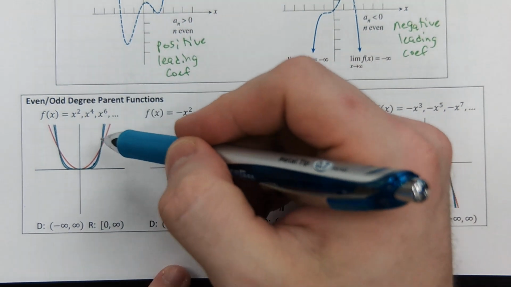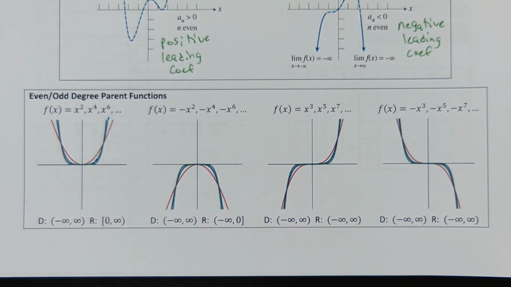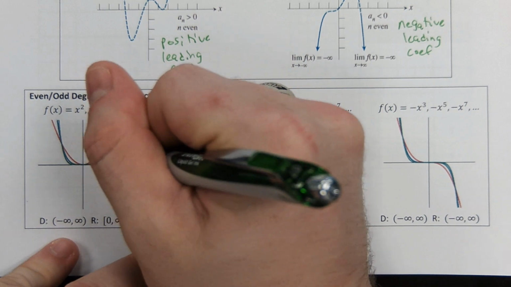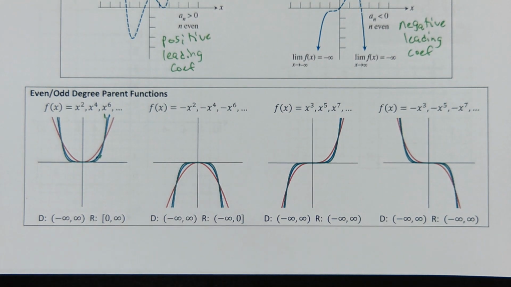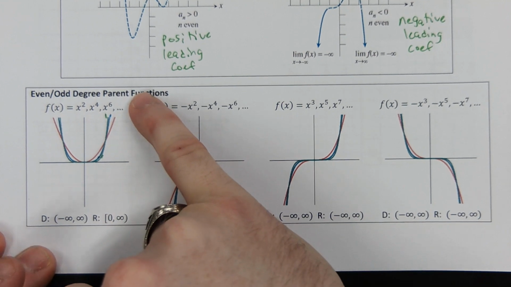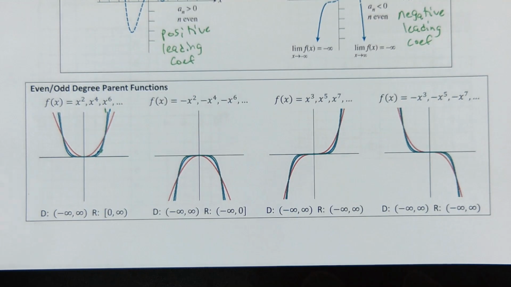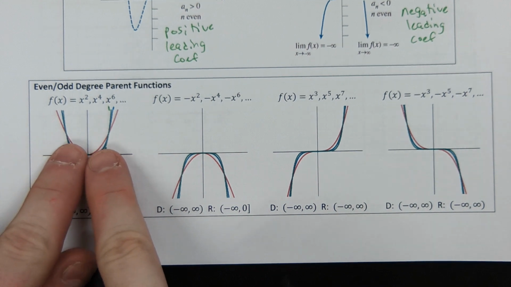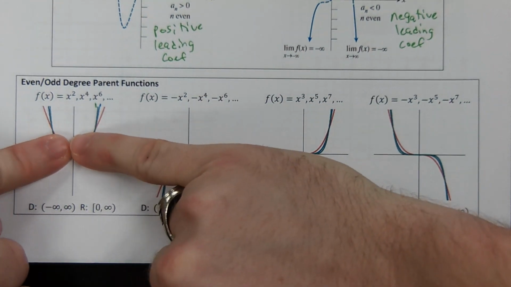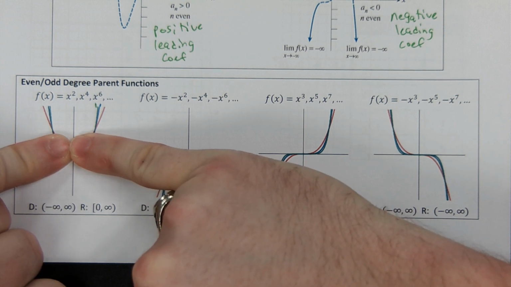But after this intersection point, the blue one's here. Then x to the sixth is this green one. But then after the intersection point, it's right there. They've changed places. And what I need you to see is as the exponent went up, this zone between the intersection points, the graph gets flatter and flatter and flatter around 0. But then after the intersection points, if I just cover up that part, the graph gets steeper and steeper and steeper as the exponent grows.